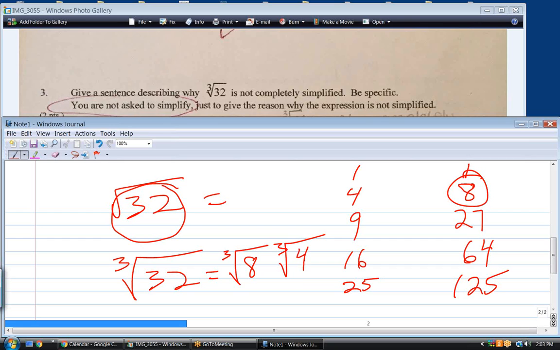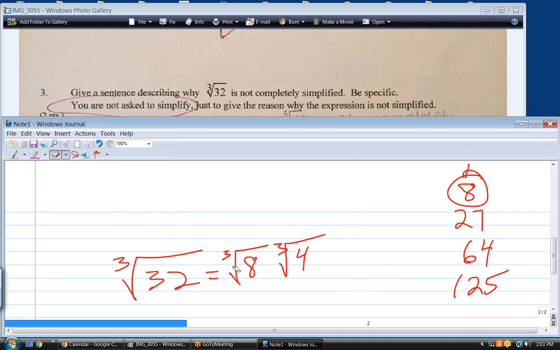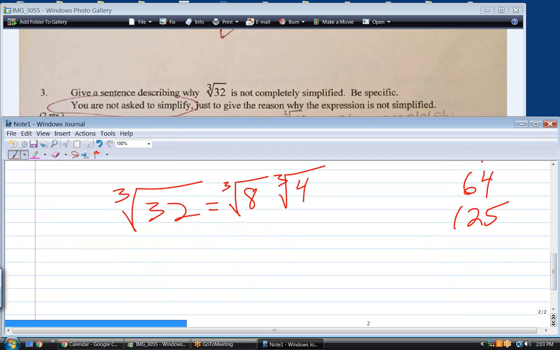In fact, let me erase the square root stuff because it's not applicable when you're doing cube roots. And same if you're doing fourth roots, I would want numbers that were perfect powers of 4. But in this particular case, the reason this is helpful is because I can pull an integer out of that. The cube root of 8 is what? 2. So it's 2 cube root 4. That would be the answer.